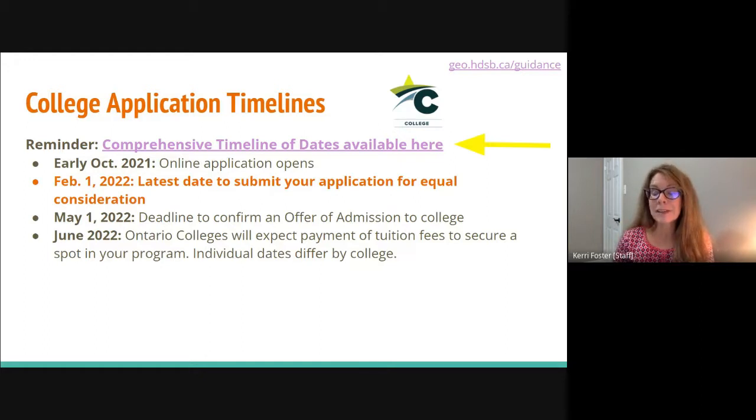Students will begin receiving offers of admission later in February and continuing through the spring. And May the 1st is the last date that students can confirm one of those offers that they have received from a college. In June, that's when students, once they've confirmed, will be asked to submit a deposit to secure their space at the college.